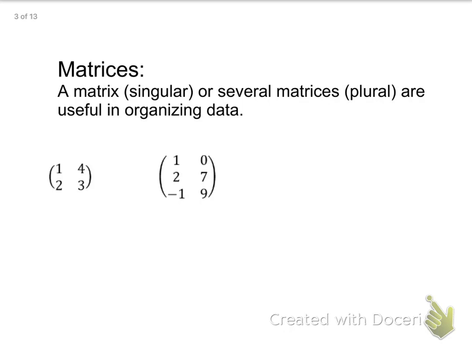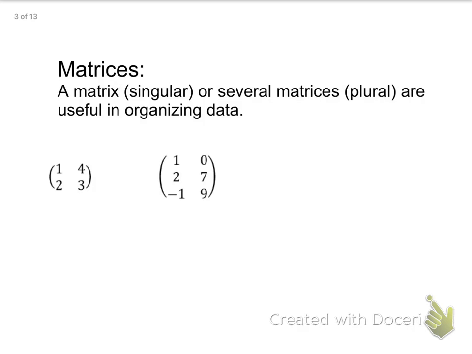Okay, now we're going to get into our matrices. So a matrix, singular, or several matrices, plural, are used in organizing data. A lot of times you use this when you're trying to translate images or move them across coordinate planes. A lot of times they're represented as x, y, and z. You can use it for graphing y equals mx plus b. You can represent your data as certain numbers in it. I'm just going to show you the basics of how to add, subtract, and multiply matrices.